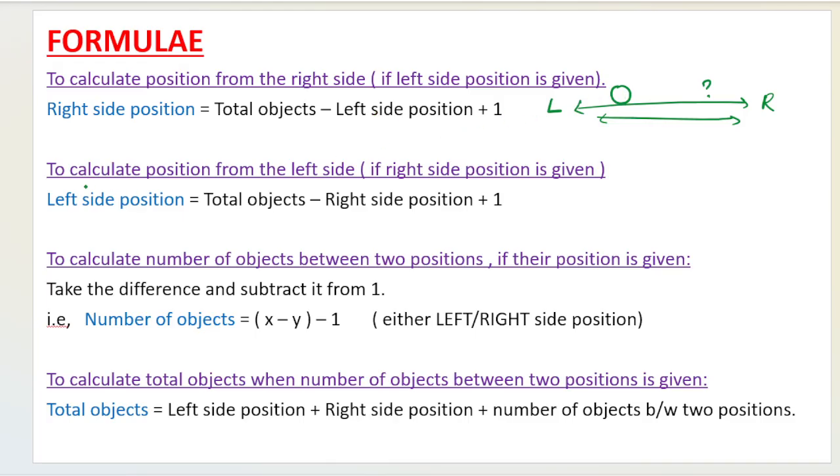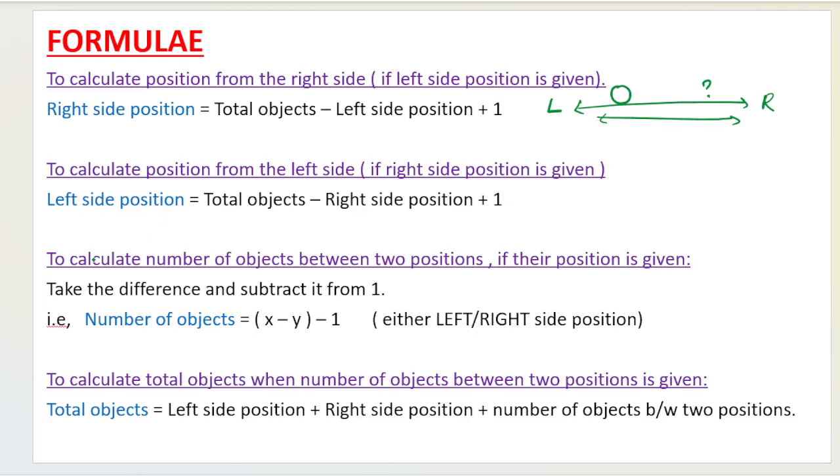Okay. And next is to calculate position from the left side. That is, if right side position is given. It is similar to the previous formula. The only difference is instead of right side, you need to write left side. So left side position is equal to total objects minus right side position plus 1.